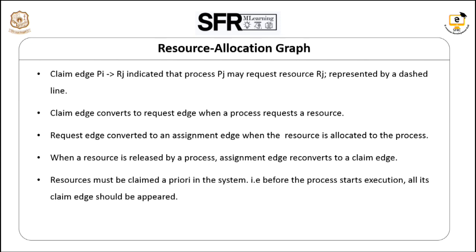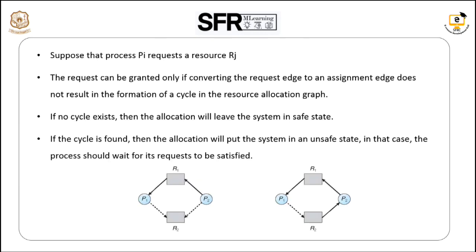If allocating the resources forms a cycle in the graph, it may lead to deadlock. When a process requests a resource, we check whether converting the request edge into an assignment edge creates a cycle. If no cycle is formed, the system remains safe. If a cycle is formed, the system becomes unsafe and the request must wait.